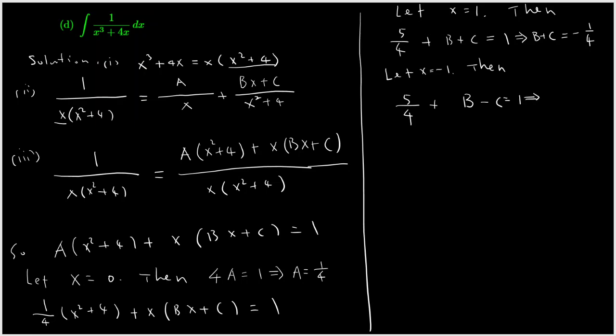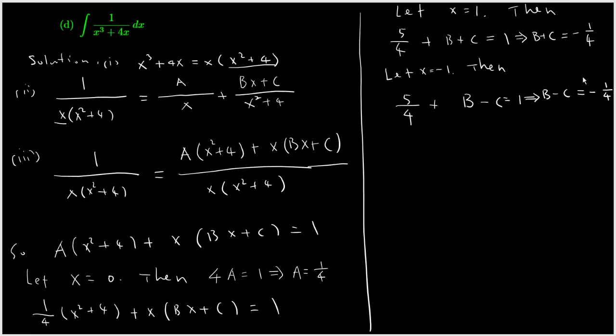This will give you b minus c is equal to negative 1/4. Is that right? I hope it's not too messy. Okay, so you have two. Now look at these two equations. B plus c is negative 1/4. B minus c is negative 1/4. From these two equations, you can solve for b and c.